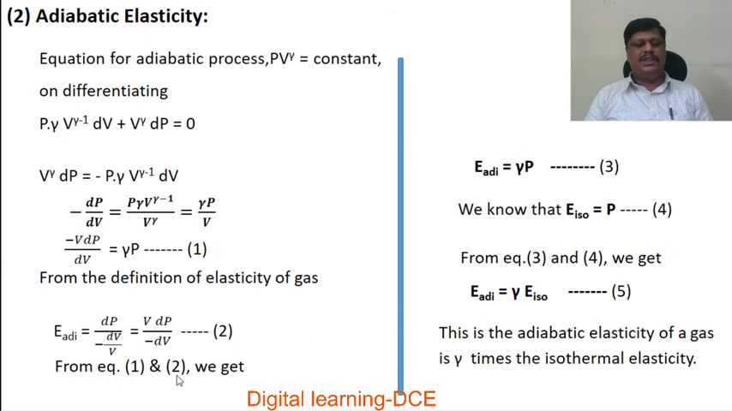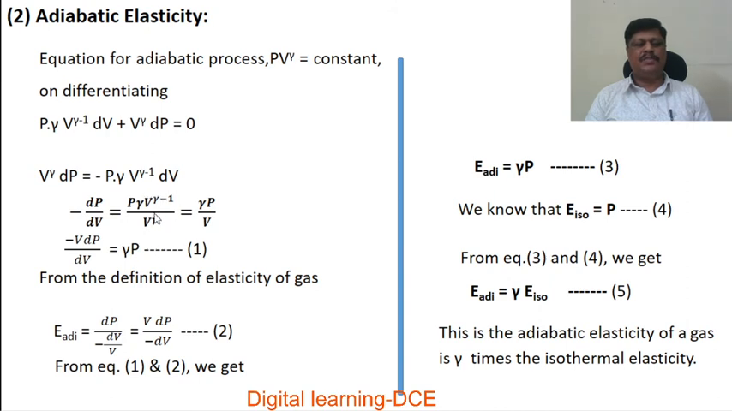Let us derive the equation for adiabatic elasticity. The equation for the adiabatic process is given by PV to the power of gamma is equal to constant. Differentiating this equation, we get P into gamma into V to the power of gamma minus 1 dV plus V to the power of gamma dP is equal to 0. Or V to the power of gamma dP is equal to minus P gamma V to the power of gamma minus 1 dV.